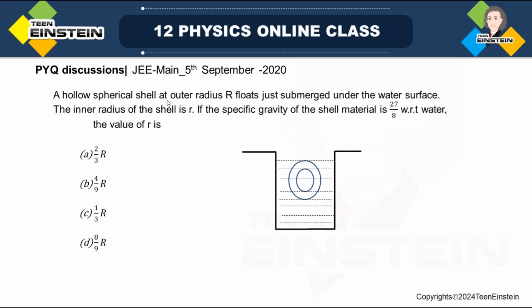A hollow spherical cell of outer radius R floats just submerged under the water surface. The inner radius of the cell is smaller r. If the specific gravity of the cell material is 27/8 with respect to the water, the value of r is.